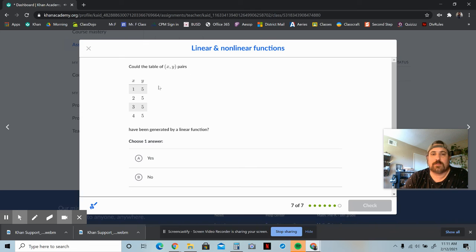Could the table of x and y pairs be a linear function? Well, 5 to 5 is 0, 5 to 5 is 0, 5 to 5 is 0. So all the changes in y are 0, all the changes in x are going to be 1. So 0 over 1 is 0. So that means this is just a situation where you have a linear equation, y equals 0x plus 5. And that means all the inputs are going to get zeroed out, and you're going to add 5 to it and get the outputs. So this is a linear function. This is basically y equals 5. This is a horizontal line. So yes.